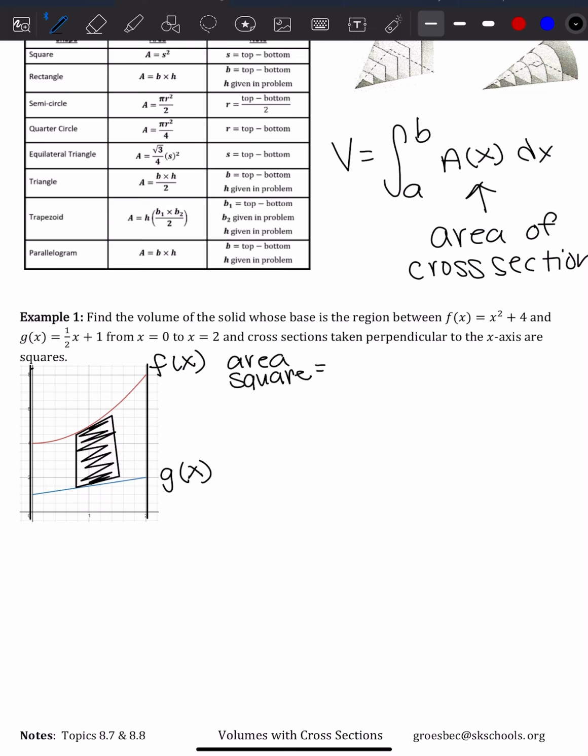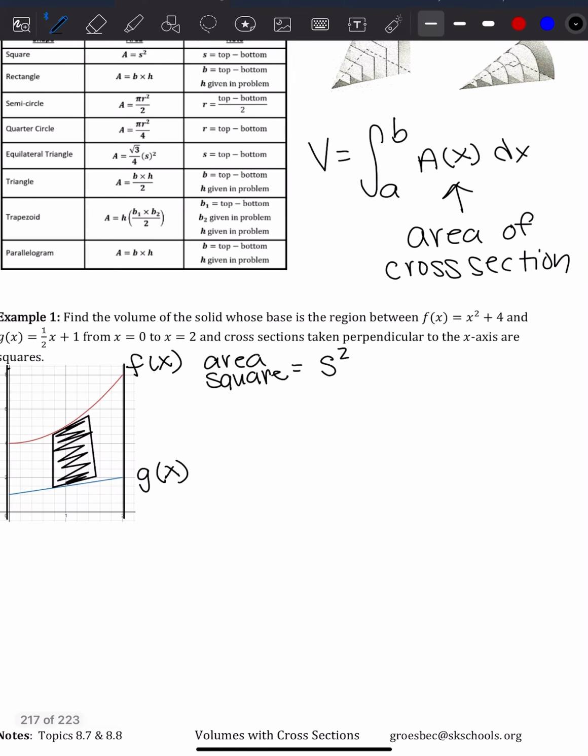So the area of a square is our side length squared. So if we can figure out what the side length is, we can figure out the rest of the equation. For what we have, our side length is going to be the distance between these two functions. Just like with the area between two curves, we're going to do the top equation minus the bottom equation. So we're going to be using a lot of those similar things.